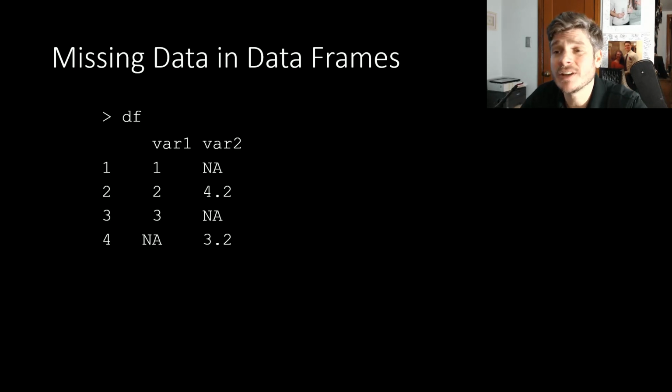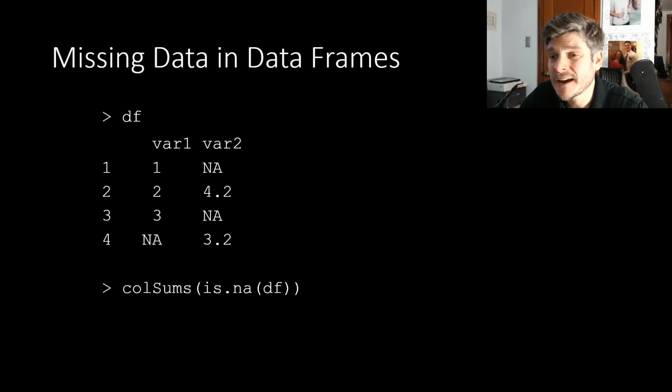So let's take a look at this as in a data frame. So let's say I have a data frame called just df. Variable 1, variable 2, again, this is pretty straightforward. Variable 1 has entries 1, 2, 3, and then the last observation is missing. Variable 2, we have missing data, then 4.2, missing data, and 3.2. So again, pretty simple, small data frame that we're looking at here.